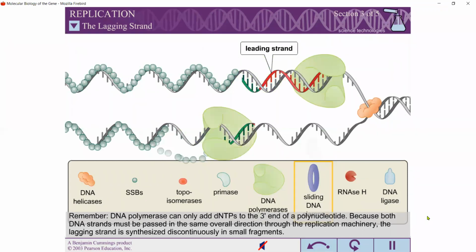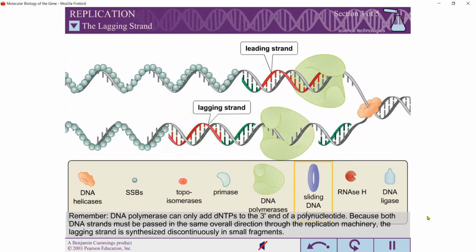Now, we always have to remember that the new strand is synthesized on the mother strand from the 3' end. So the overall direction of replication is constant. It is the 3' end that is extended. So one is the leading strand and the other one is the lagging strand.